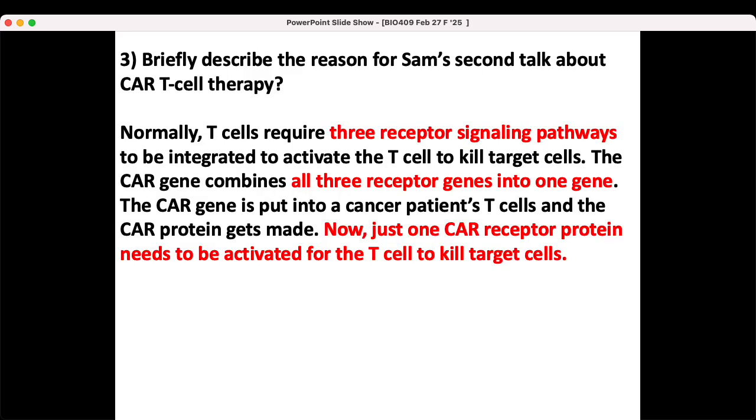So look at this, right? Briefly describe the reason for Sam's second talk about CAR T-cell therapy, just Tuesday. Normally, T cells require 3 receptor signaling pathways to be integrated to activate the T cell to kill cells. The CAR gene combines all 3 receptor genes into one gene. The CAR gene is put into cancer patients' T cells, and the CAR protein gets made. Now, just one CAR receptor protein needs to be activated for the T cells to kill target cells. Right? That's it, in summary.